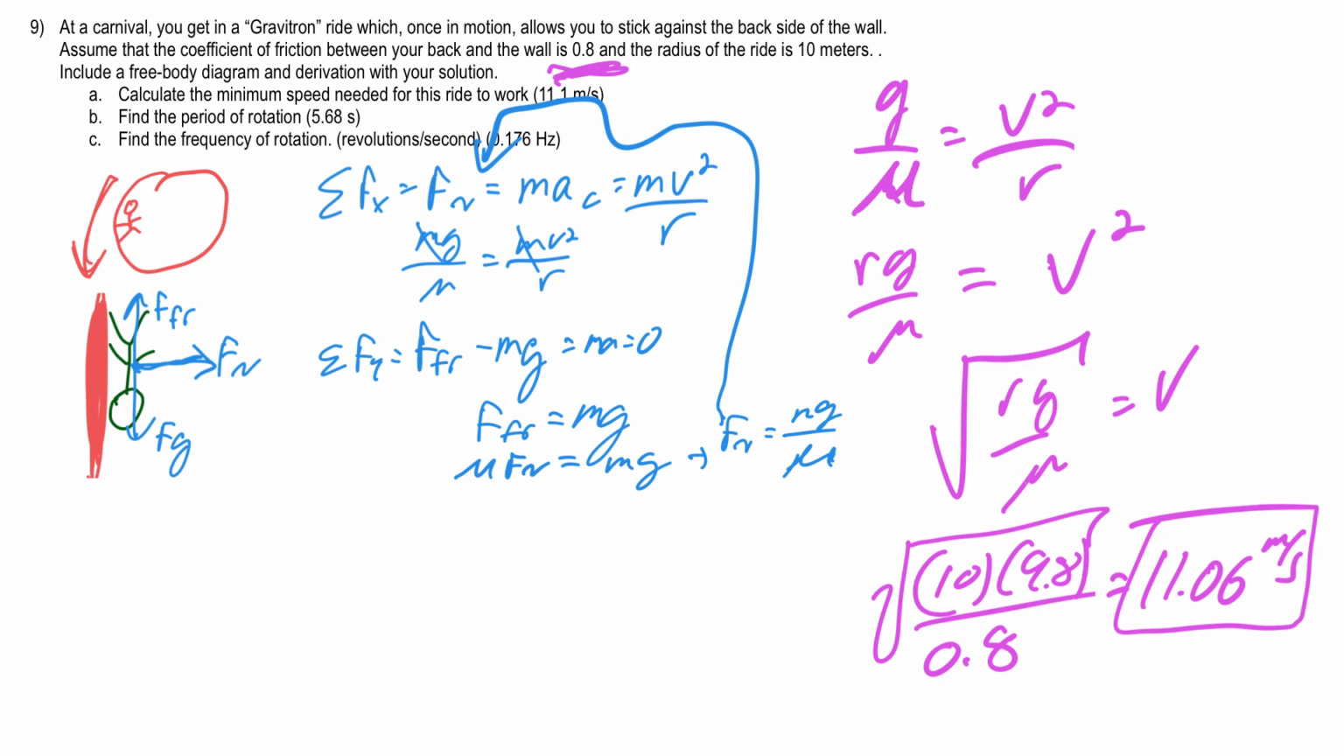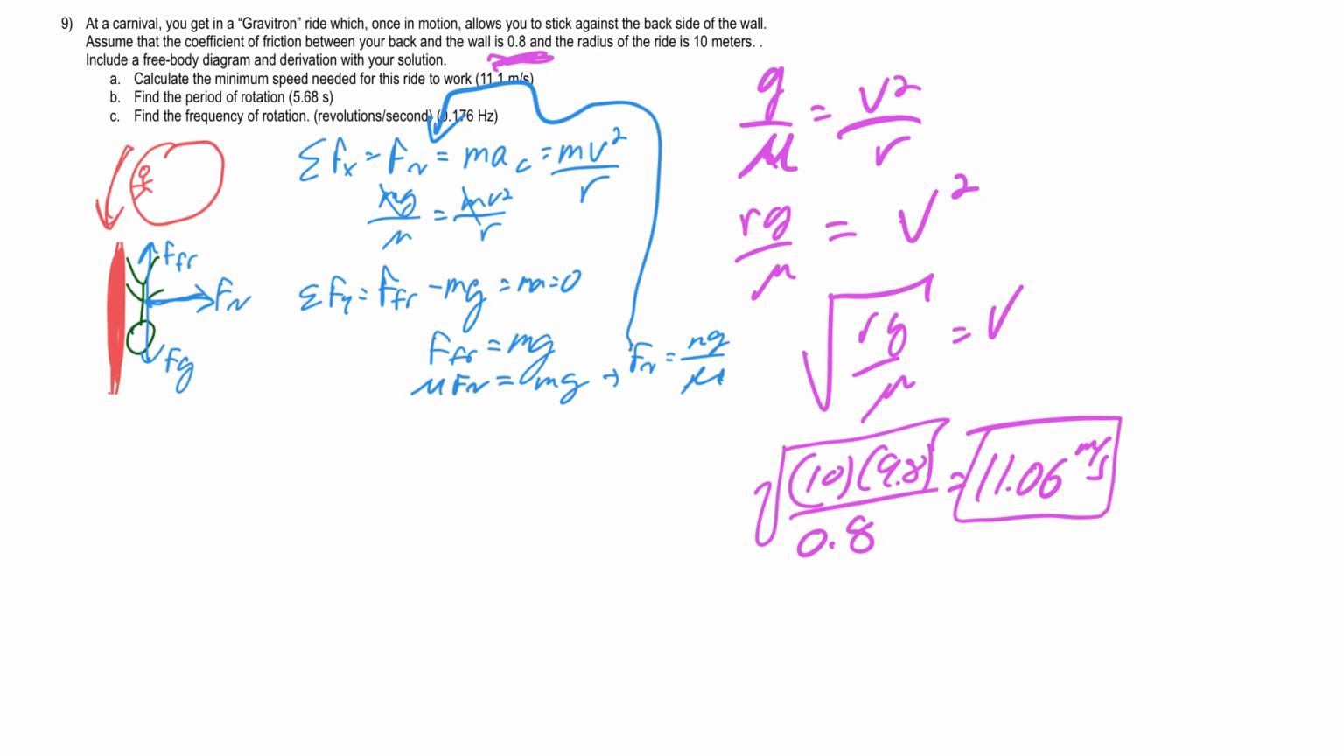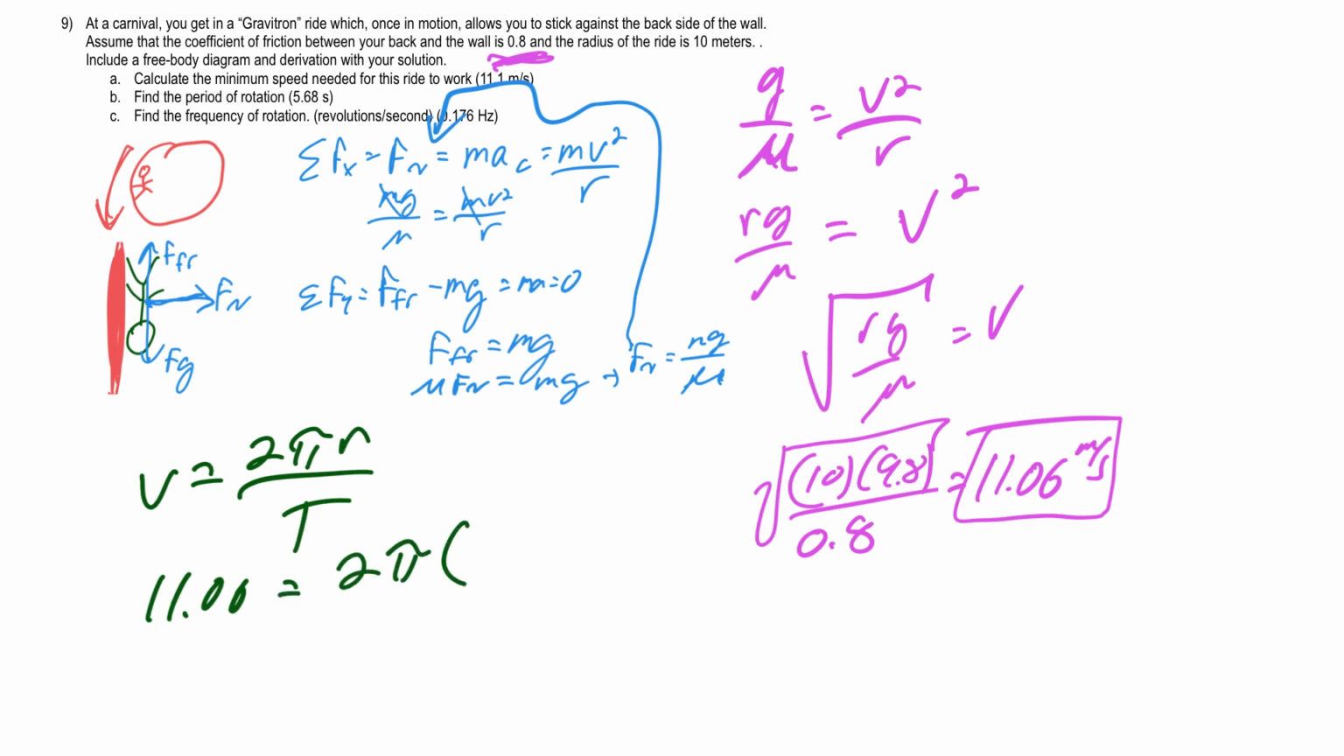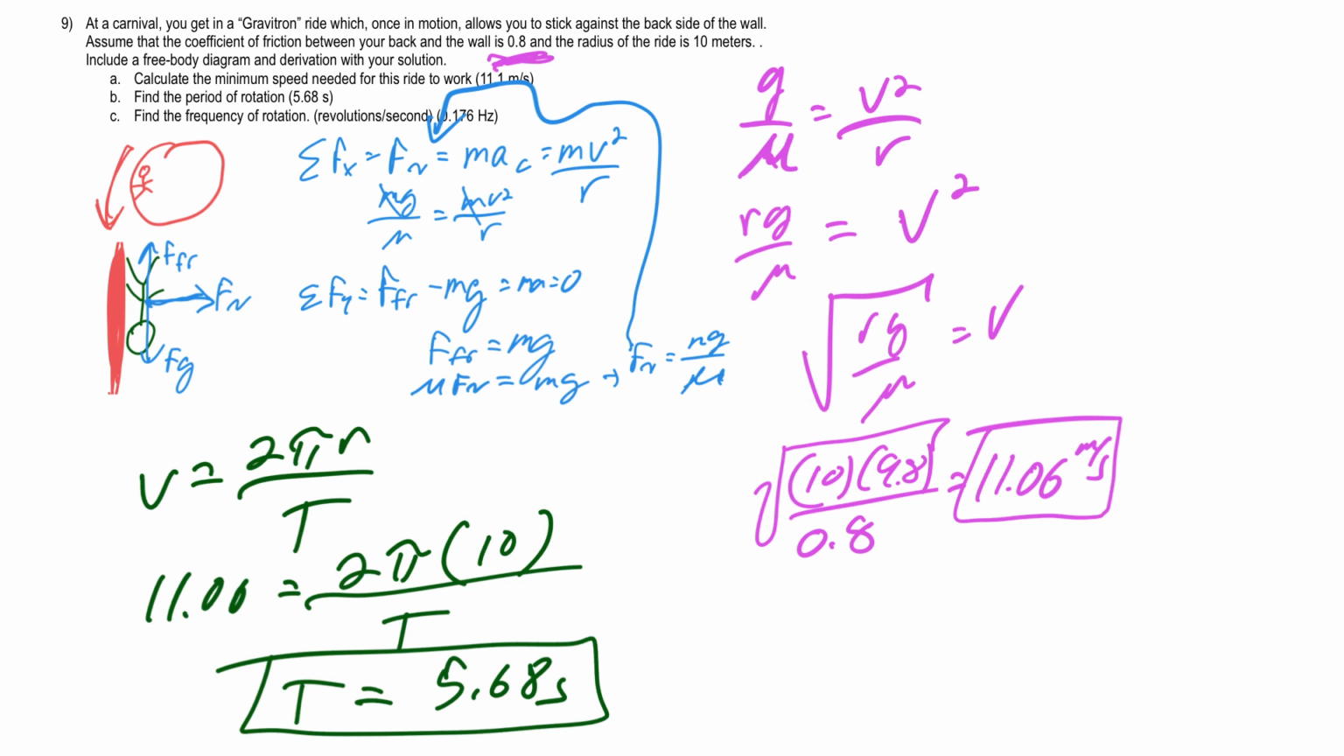All right, let's find the period of revolution. At this point, I feel like we've done this so many times. You better not miss these when we take our test on this. So v equals 2 pi r over T. We'll throw in that speed, 11.06, 2 pi, the radius here was 10, and then we'll just solve for T. Okay, so I'm just going to assume my key's right, 5.68. If it's not, let me know in the comments below.